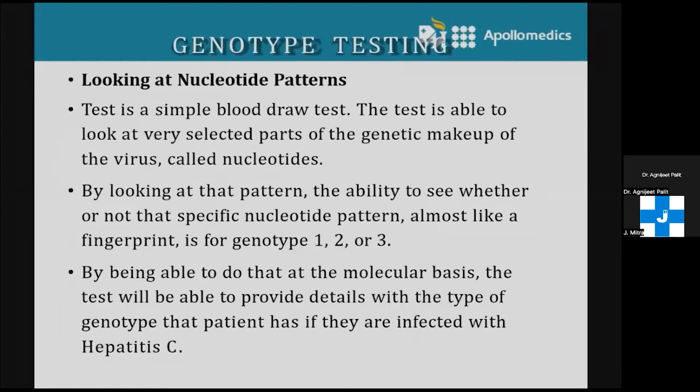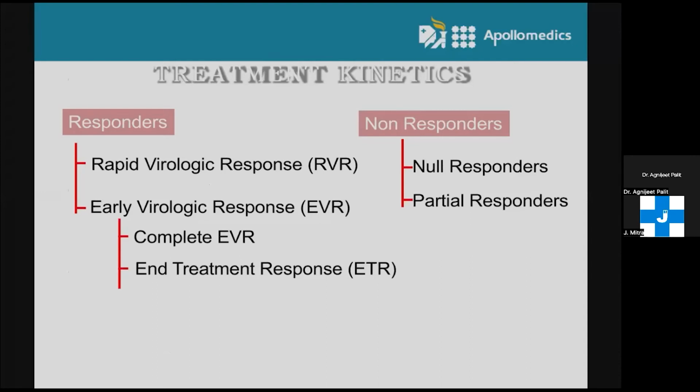Nucleotide patterns, again, are important because they are used in genotypic testing. By seeing the nucleotide pattern, we can determine the genotype, which is useful to determine the treatment or the outcome, because genotype 1b is more notorious for progressive liver disease, and it has a high propensity to progress to cirrhosis. If you see the treatment kinetics, there are two types, responders and non-responders.